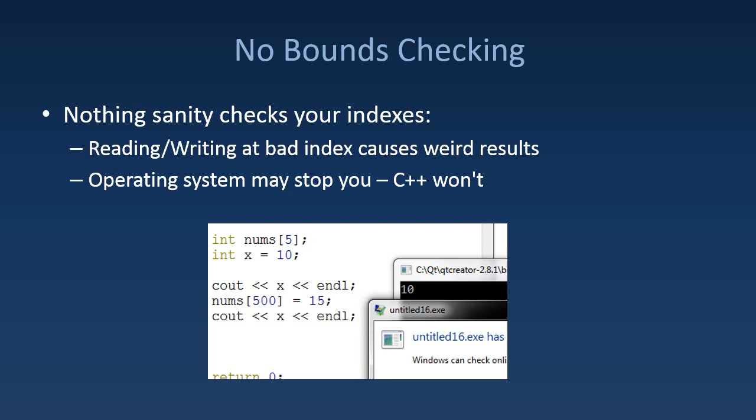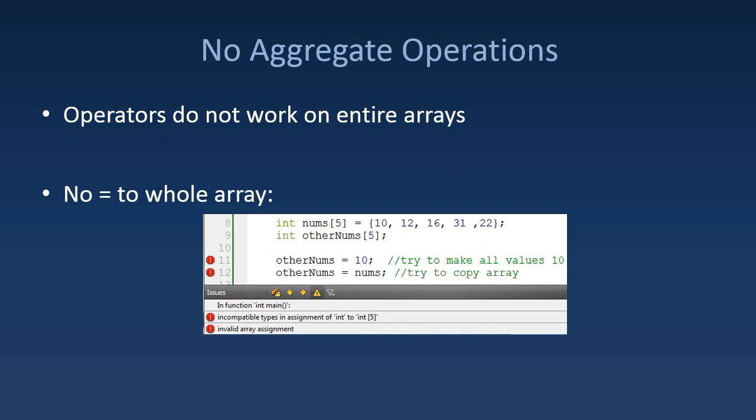Now, the other important thing to realize about arrays is that there are no aggregate operations. There's no way to take a whole array like this, 10, 12, 16, 31, 22, that's called nums, and copy it to this other array all at once. I can't assign to other nums. I can't try and change every element to 10 like this. That doesn't work. I'm not allowed to take one array and say copy it to another one.